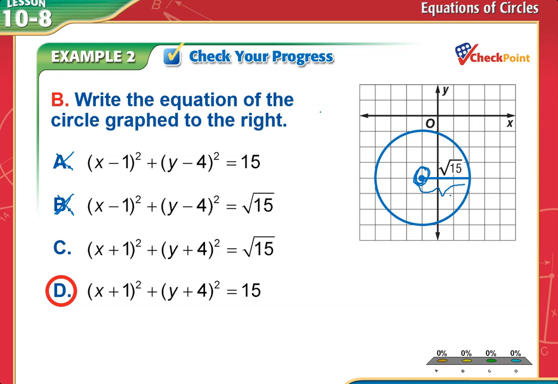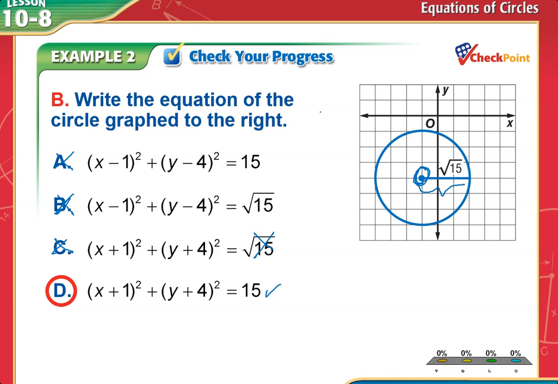That length is the square root of 15. So we square it, we get 15. They forgot to square it here, so that's why C is wrong. And we have the final answer of (x + 1)² + (y + 4)² = 15.